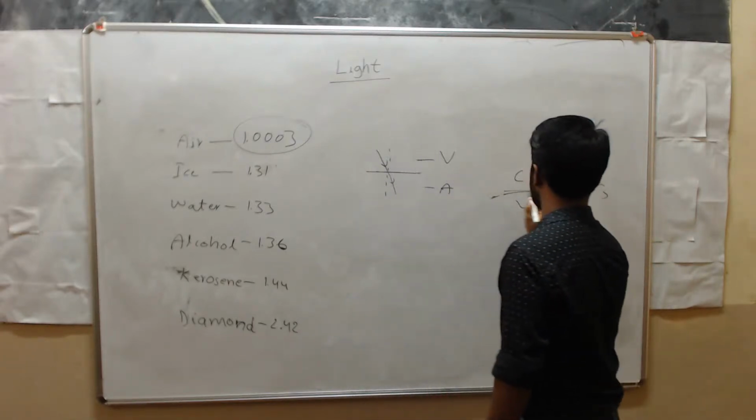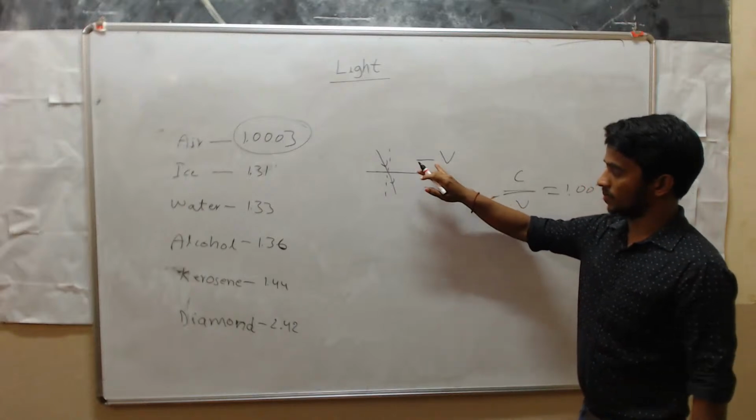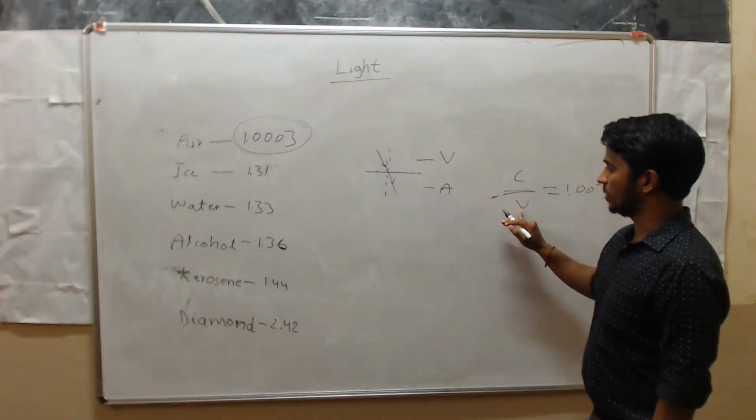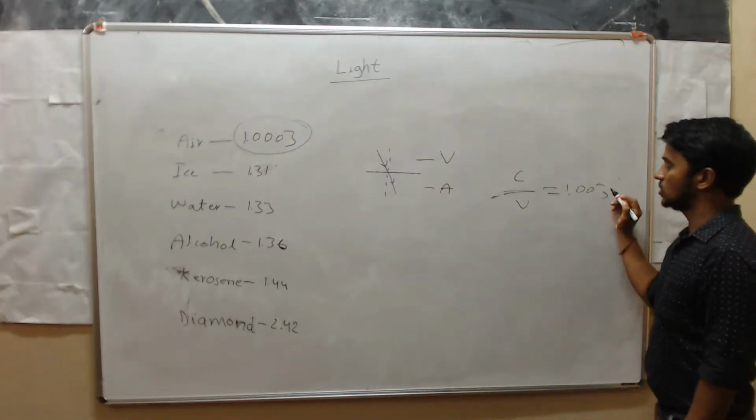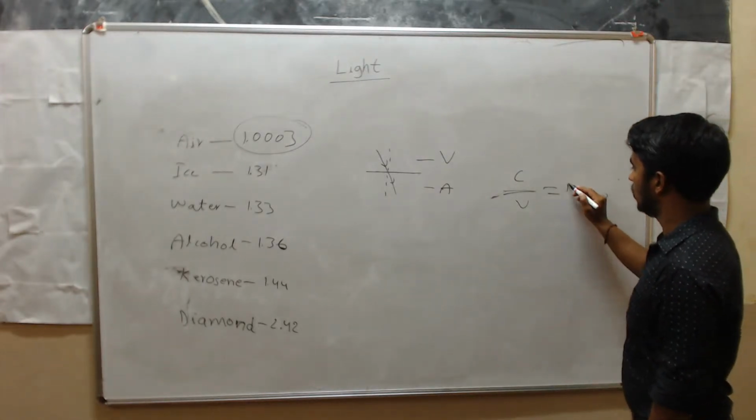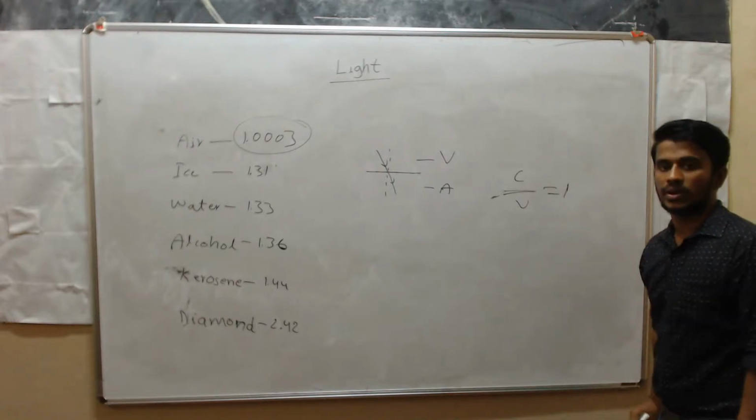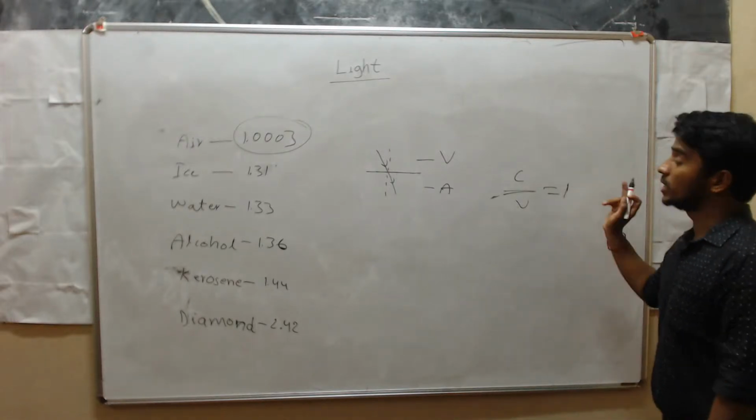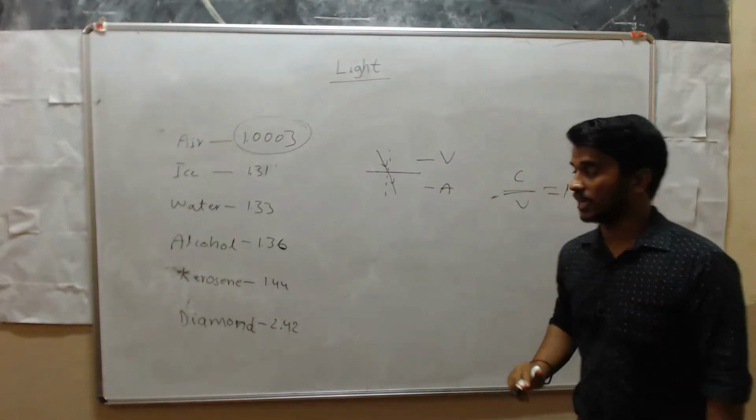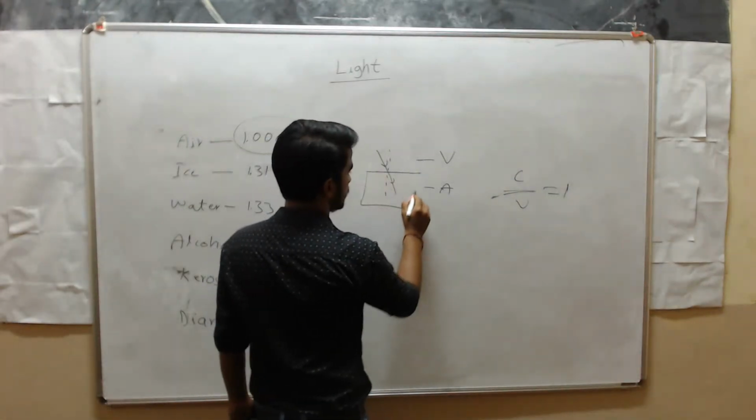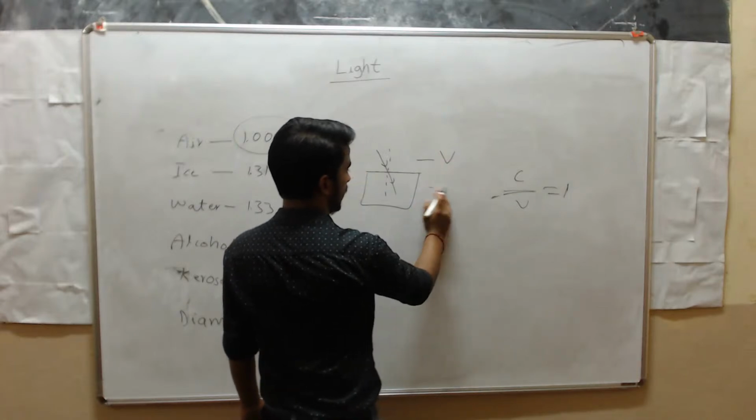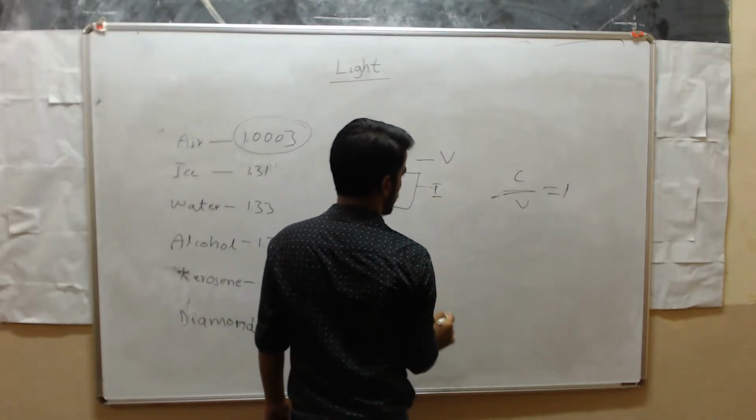The speed of light in vacuum and the speed of light in air medium. So we got the answer 1.003, which is approximately equal to 1, and this is the absolute refractive index of the air medium. Next, ice is 1.3. Here you consider the speed of light in vacuum, and this is ice.